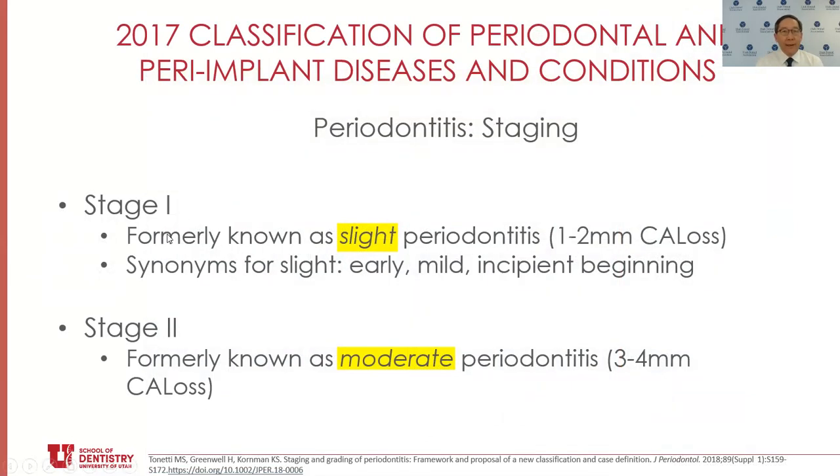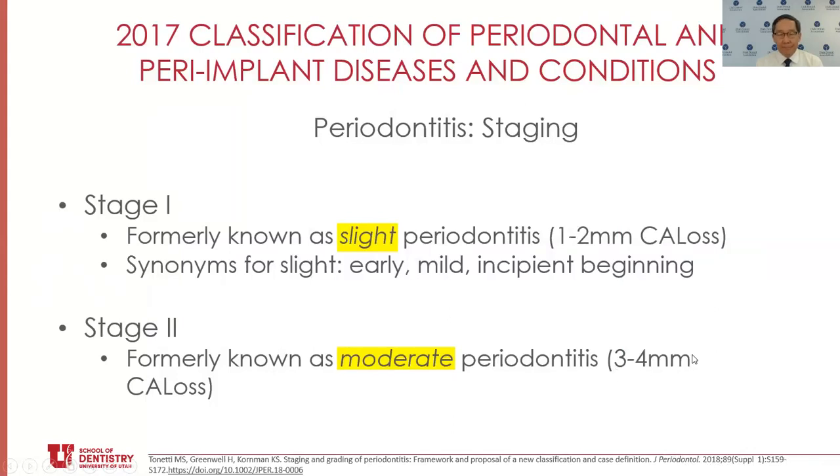Stage 1 was formerly known as slight periodontitis. For example, the 1999 classification may have called it a generalized slight chronic periodontitis with 1 to 2 millimeters of clinical attachment loss. Previous synonyms for slight would be early, mild, incipient, or beginning. Stage 2 was formerly known as moderate periodontitis. For example, 1999 would have been a generalized moderate chronic periodontitis, which would indicate 3 to 4 millimeters of attachment loss.